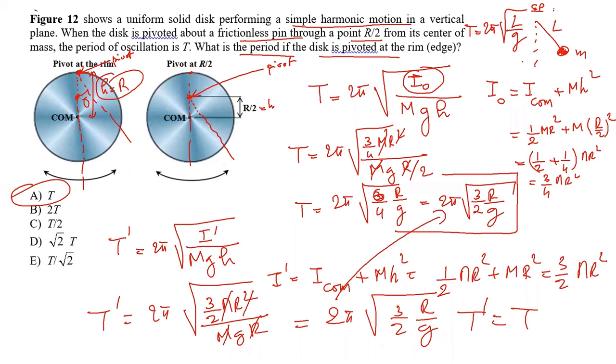So this is the period for a simple pendulum. That means 2 pi square root of L divided by g should be equal to 2 pi square root of 3 divided by 2 R divided by g. So that means that this L should be equal to 3/2 of R. So the length of this simple pendulum should be 3/2 of R. And the period of these two objects, simple pendulum and physical pendulum, will be the same if the length is 3/2 of R.